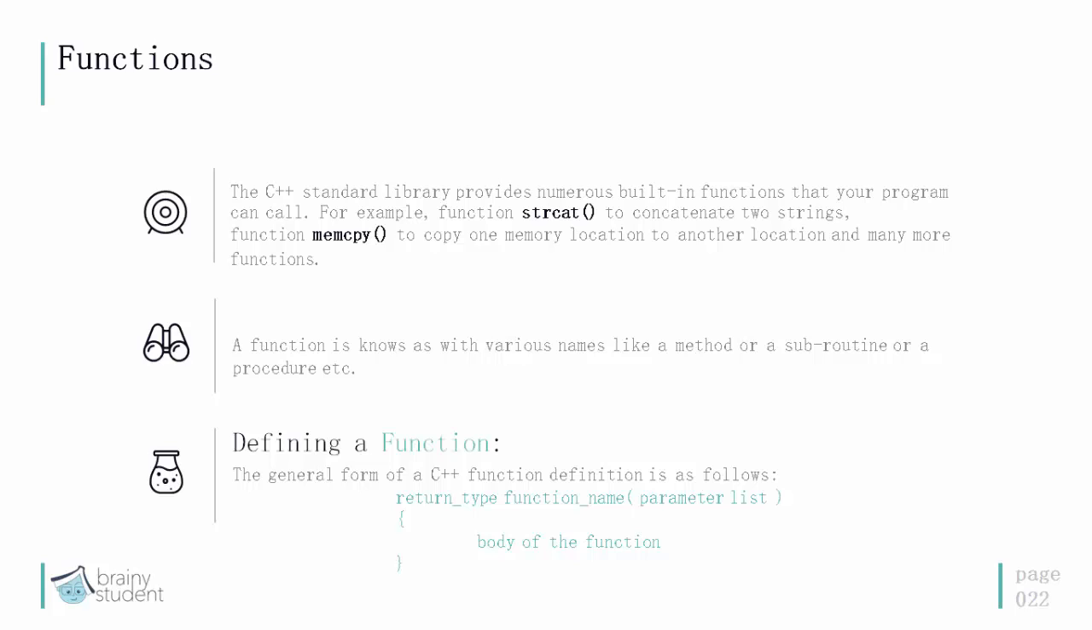A function is known by various names, like method or subroutine or procedure also. We can call a function a method, we can call a function a subroutine, and we can call it a procedure also. It depends on you what you want to call a function.